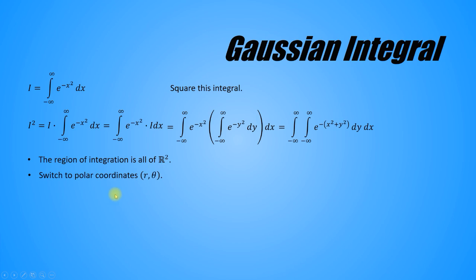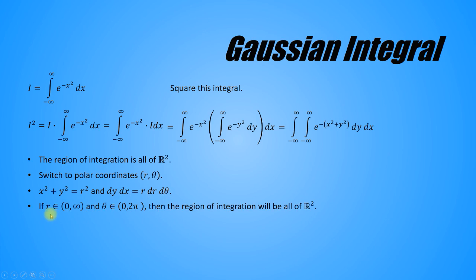What we're going to do is switch from the Cartesian coordinates x and y to the polar coordinates r and theta. So to do that transformation, we note that x squared plus y squared equals r squared, and the differential area element dy dx equals r dr d theta in polar coordinates. So if I let r go from 0 to infinity, and theta go from 0 to 2 pi, then the region of integration will be all of R2 once again. Got it? Good. Now we're running out of room, so I'll continue this calculation on the next slide.